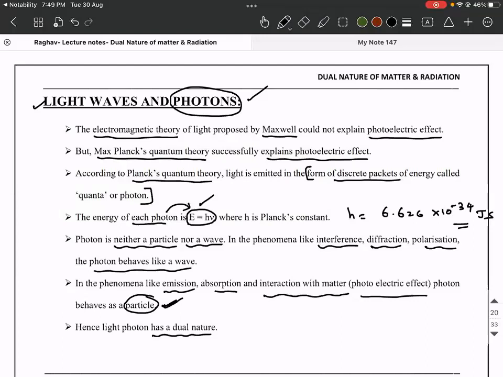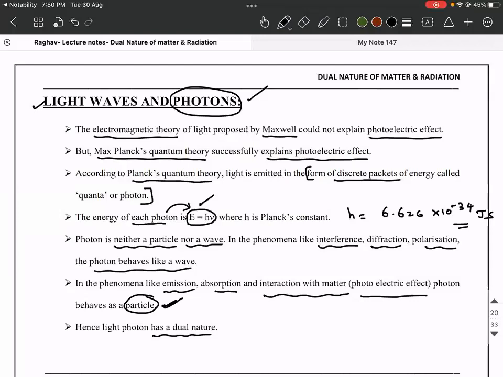According to Planck's quantum theory, light does not travel in the form of a wave; rather, it is emitted in the form of small packets called quanta or photons. Each photon has an energy associated with it whose value is equal to h nu, where h is called the Planck's constant and its value is 6.626 times 10 power minus 34 joule second.